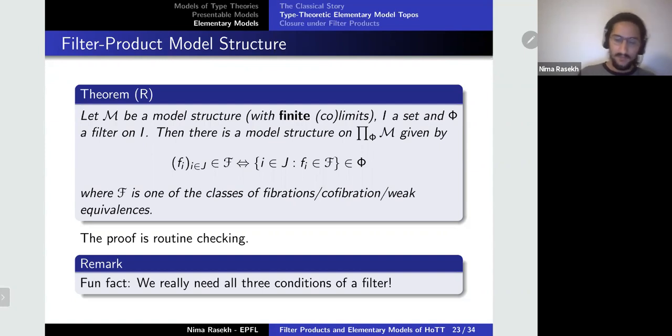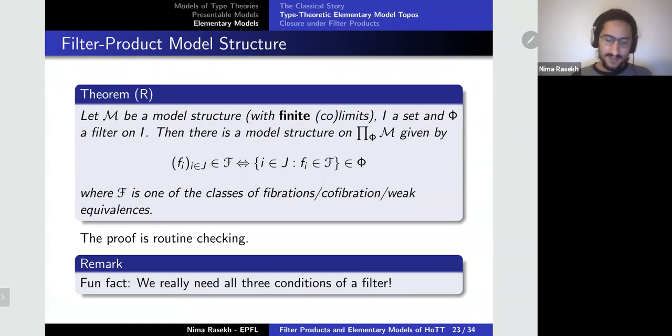If you look at this definition, it's almost like, if you're familiar with ultraproducts and Łoś's theorem, I'm basically reversing Łoś's theorem and making it a definition. I'm saying my fibrations, cofibrations and weak equivalences are determined to be exactly the ones which are in some filter. So I know what Łoś's theorem is and I make it into a definition.